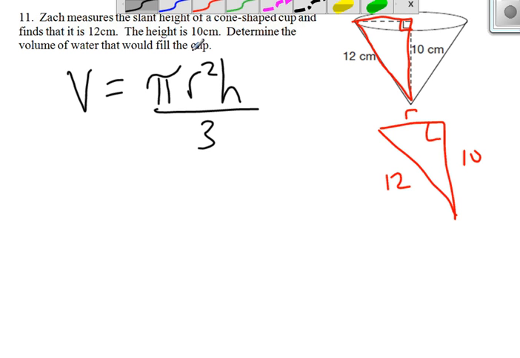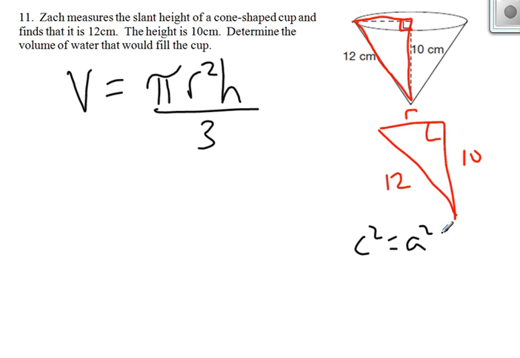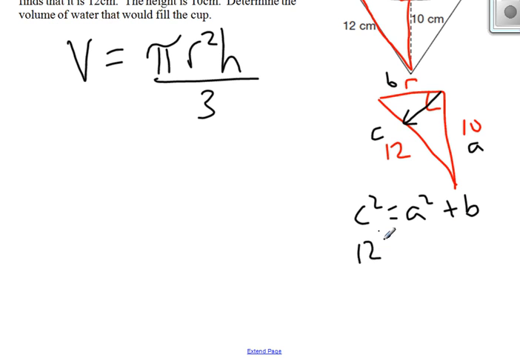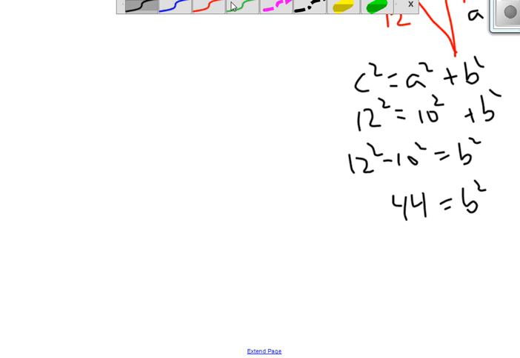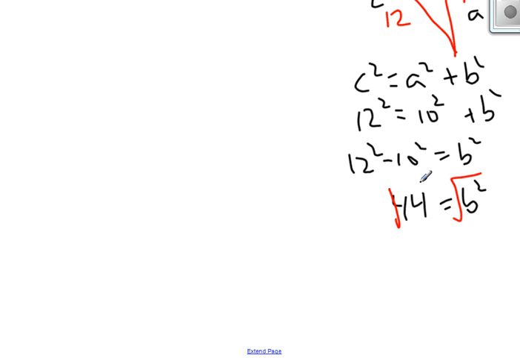So again, c squared equals a squared plus b squared. And identify properly. Across from the right angle is side C. I'll call this A and B. So I know that 12 squared equals 10 squared plus b squared. Oops. So 12 squared minus 10 squared equals b squared. So in your calculator, 12 squared minus 10 squared is 44. And then take the square root of both sides of this equation. And in your calculator, the square root of 44 is 6.6.